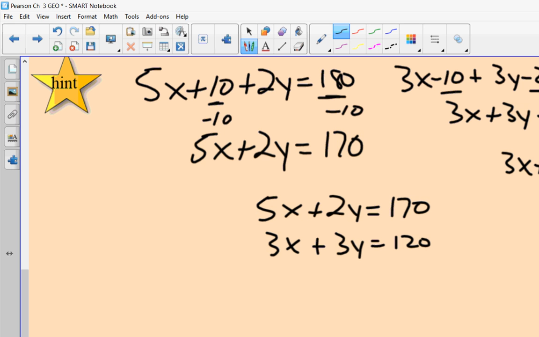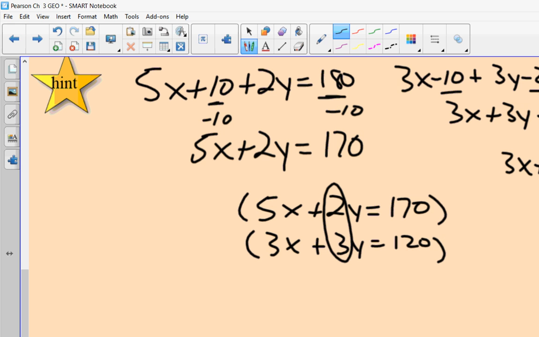So what I'm going to decide to do is multiply both equations, and I'm going to eliminate y. Okay. So what I'm trying to do is make both of these be the same value. So both 2 and 3 go into 6 evenly.